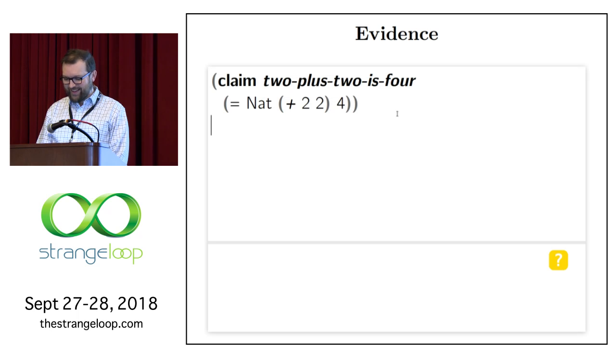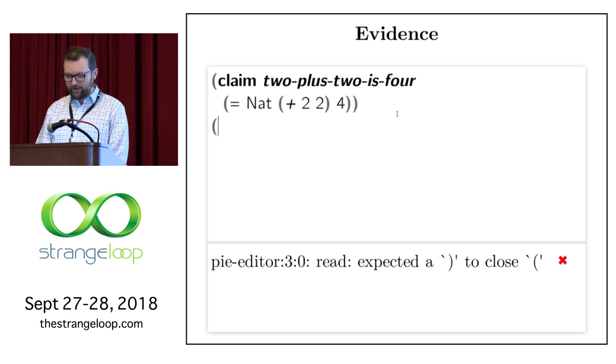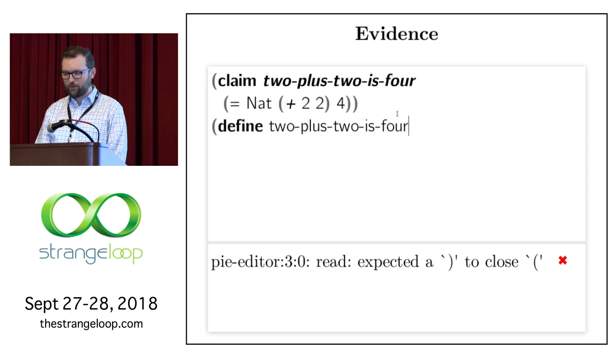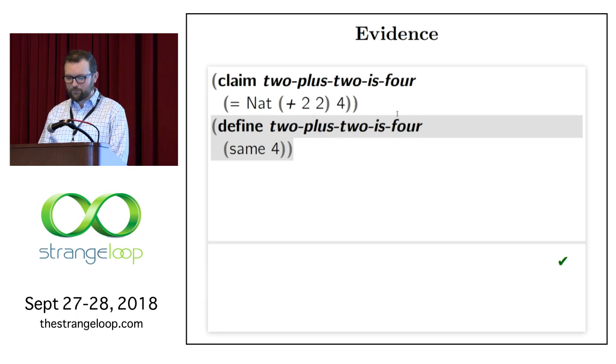So, evidence that 2 plus 2 is 4, well, let's think. 2 plus 2 and 4, those are the same nat. We saw that earlier. So we can say, define 2 plus 2 is 4. I should get autocomplete in my slides. And that's going to be same 4. And what we're saying is that 2 plus 2 is equal to 4 because 2 plus 2 is the same as 4, and 4 is the same as 4.